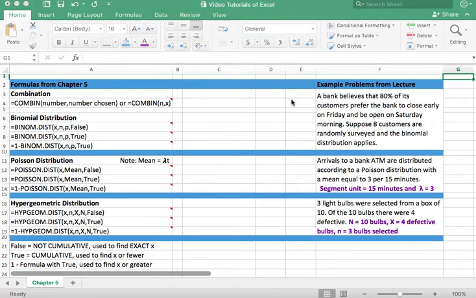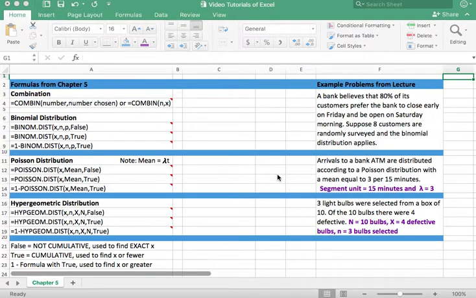This video will show you how to use the Poisson distribution formula in Excel from Chapter 5. Recall in our lecture, the example problem stated that arrivals to a bank ATM are distributed according to a Poisson distribution with a mean equal to 3 per 15 minutes. So here our segment unit is 15 minutes and our lambda is 3 arrivals to the bank ATM.